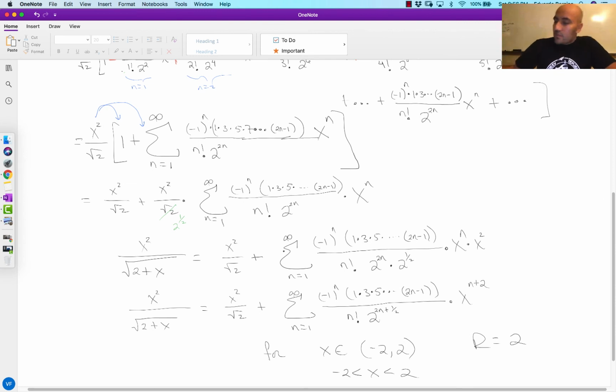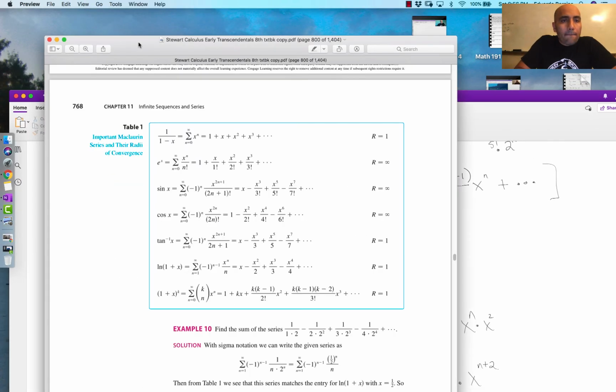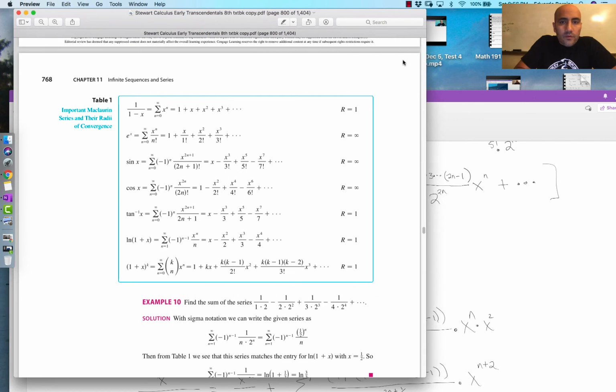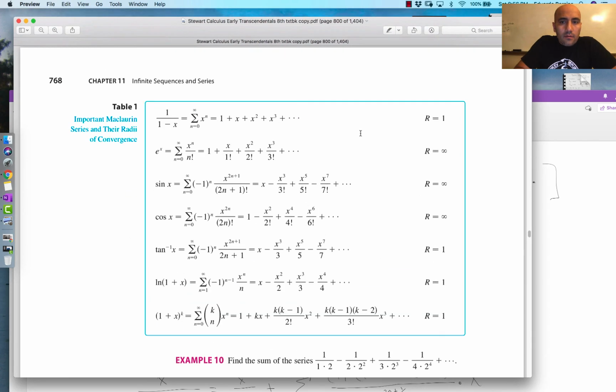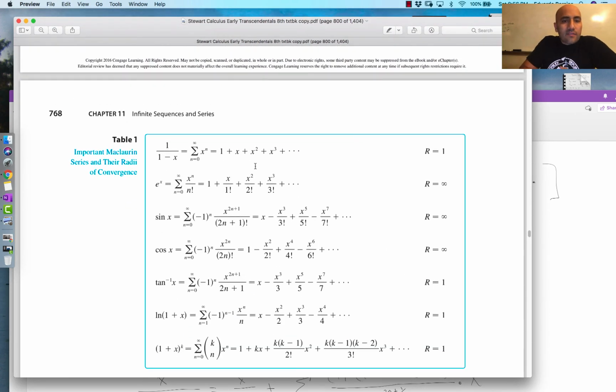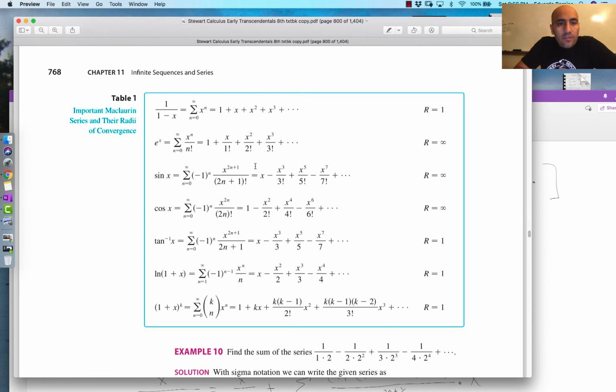Okay, so that brings us to the table of common Taylor functions. So let's look at that in your book. Okay, so here it is, page 768. Some of these will look familiar. That's what we've been working on. So we worked out e to the x, for example, and sine and cosine, for example. We just finished working on this one. So we worked it out.